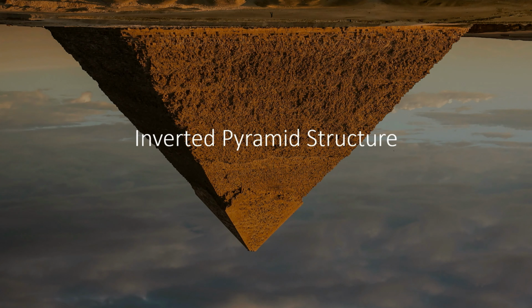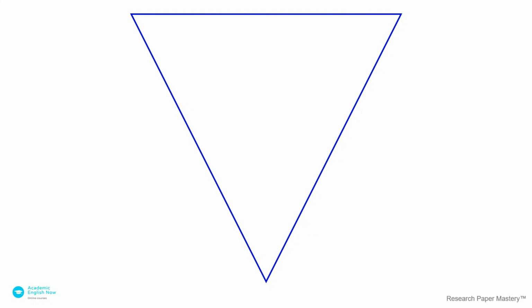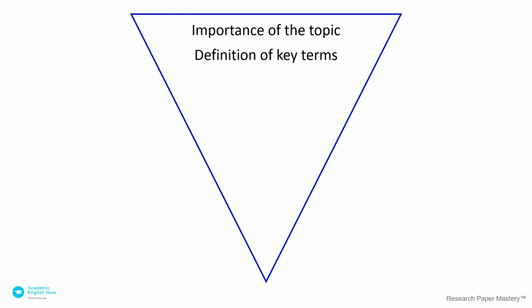A good way to look at it is general to specific, but I call it the inverted pyramid structure. It's easier to remember like this if you just imagine an inverted pyramid flipped on its head. And this is how it works in the introduction. So we start with the importance of the topic. That's the most general. And the definition of key terms.